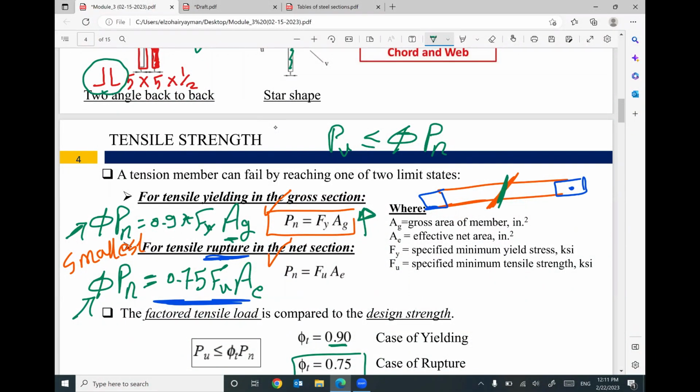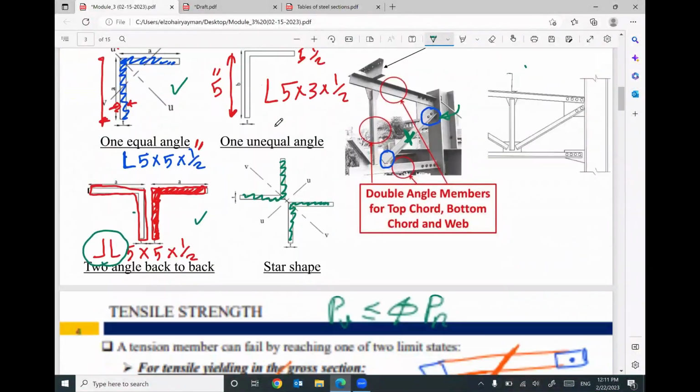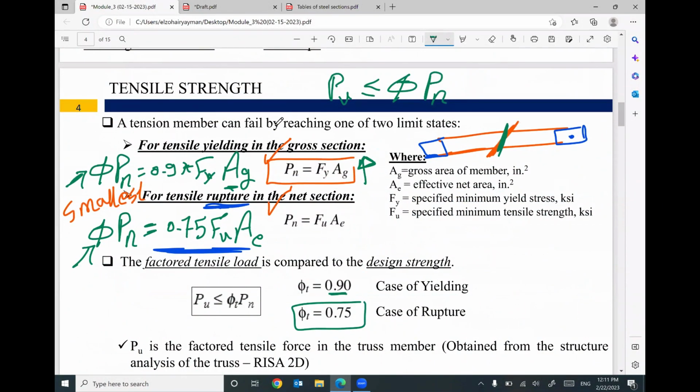This point is clear for you. You have to understand this point carefully. We have two criteria because your member has two positions, two parts. In the first part, you have bolts, you have holes, and the area gross is reduced a little bit. So we have a big concern here. But at this location, we don't have a concern because the whole cross section is already working with you. So this is the reason why we have two concerns, two criteria we need to satisfy.